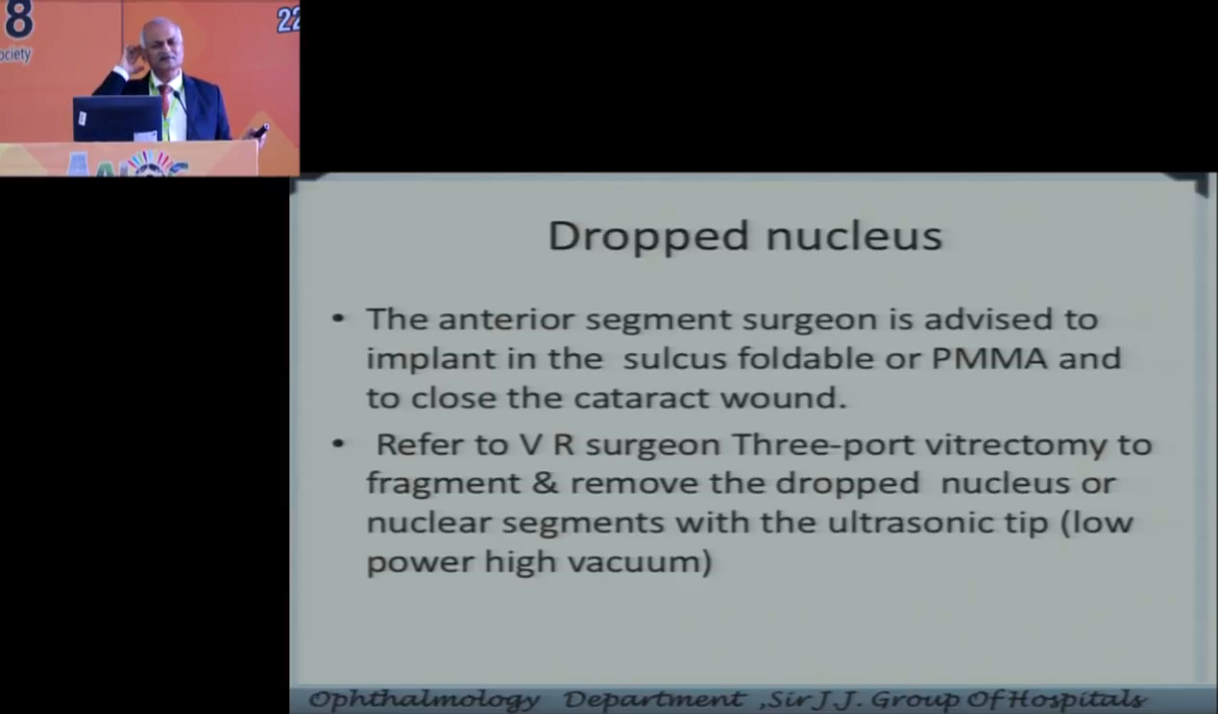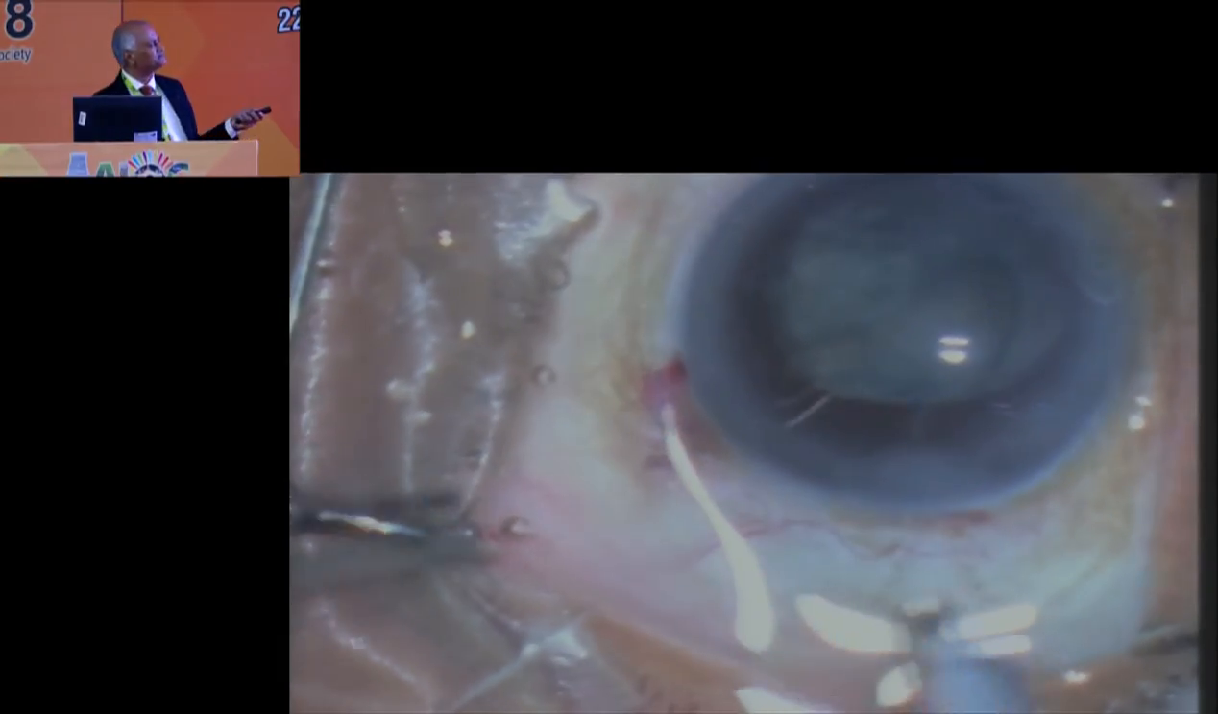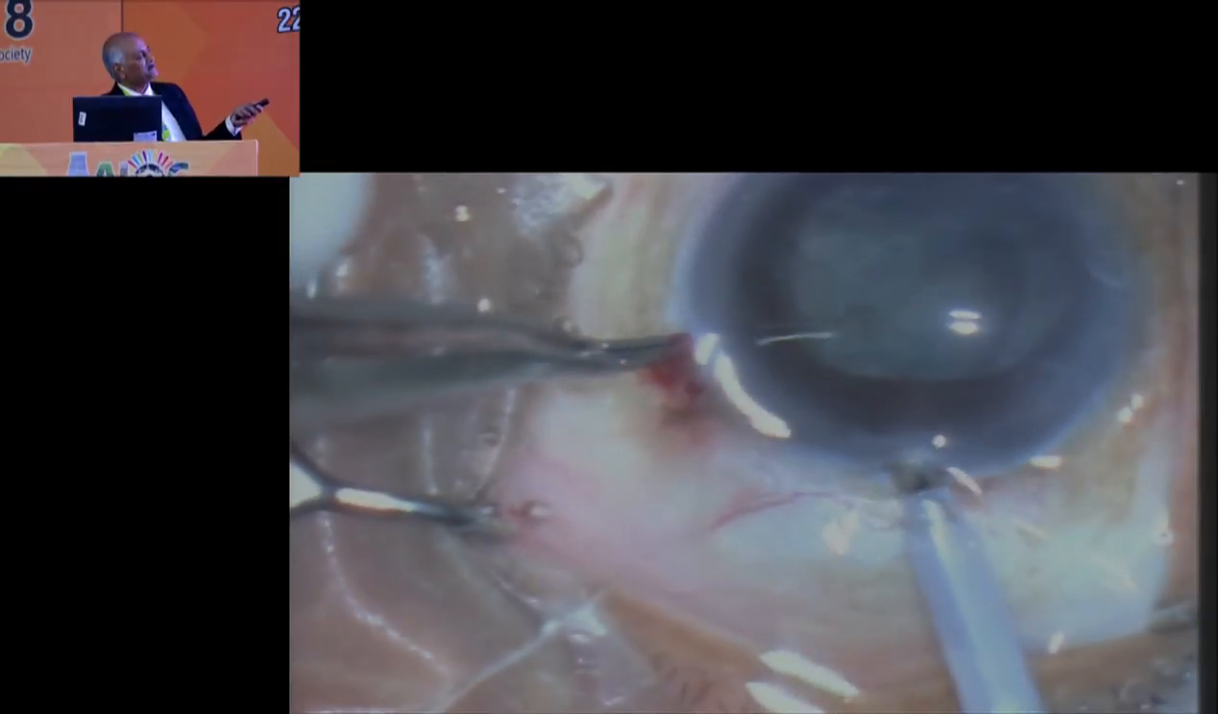Once it is there, close down the wound, come out, have some water and tea, and see where to refer. Tell the patient that there is a problem that the lens is in the vitreous, and refer the patient to the retina surgeon. The VR surgeon does a 3-port vitrectomy to fragment or remove the dropped nucleus or nuclear segment with the ultrasonic tip, low power, high vacuum. They are using a phacofragmatome.